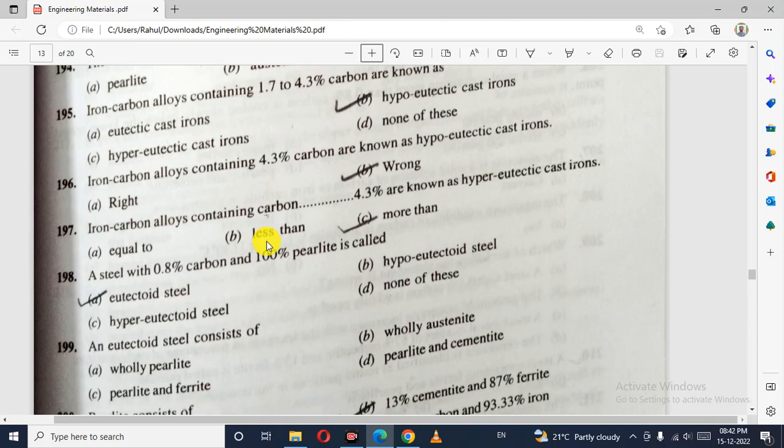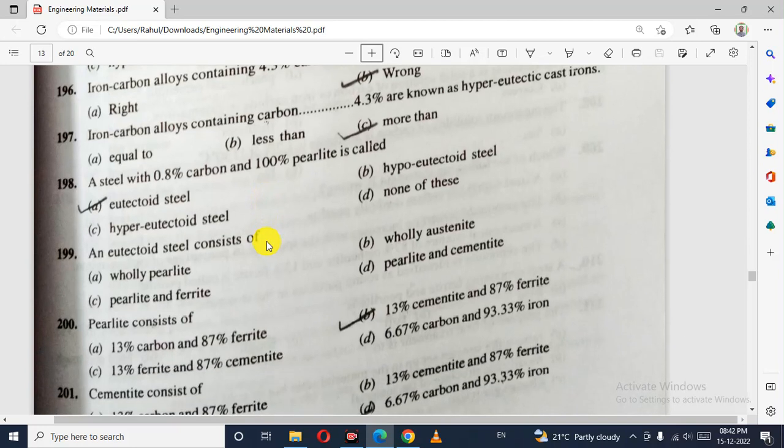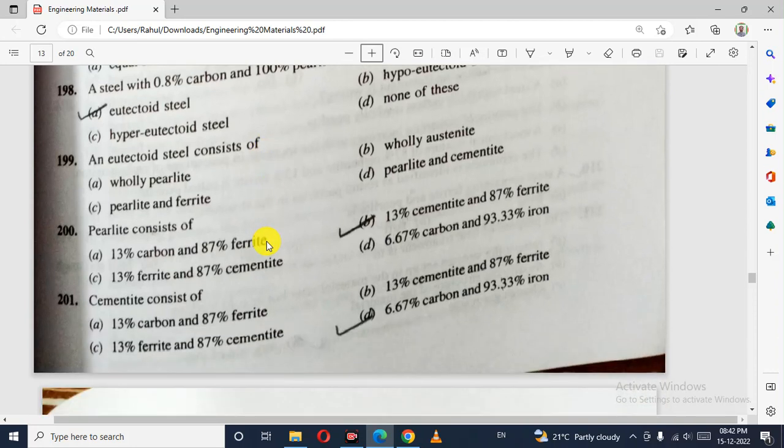Steel with 0.8% of carbon and 100% pearlite is called eutectoid steel. A eutectoid steel consists wholly of pearlite. Pearlite consists of 13% cementite and 87% ferrite. Cementite consists of 6.67% of carbon and 93.33% iron.